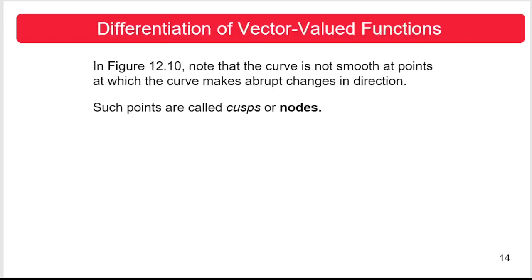In the previous figure, we can note that the curve is not smooth at points at which the curve makes abrupt changes in direction. So such points are called cusps or nodes.